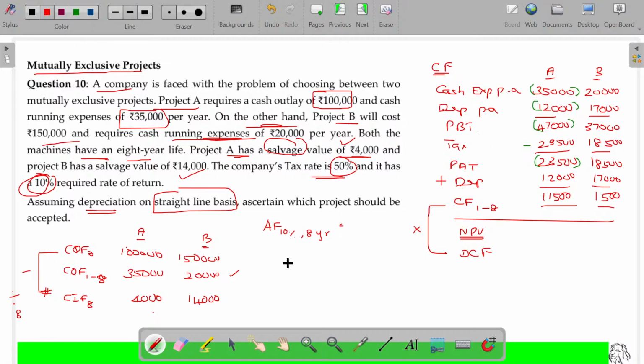Come on, get me the value. Make it faster. 5.335. So you have to multiply that 5.335 with the cash flows to find out the discounted cash outflow.